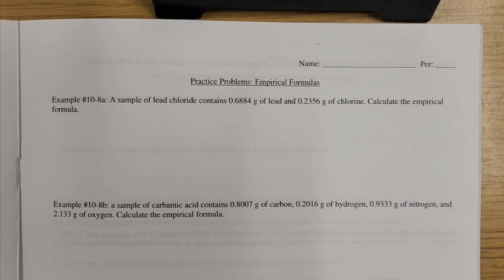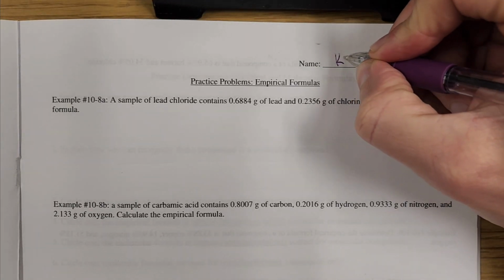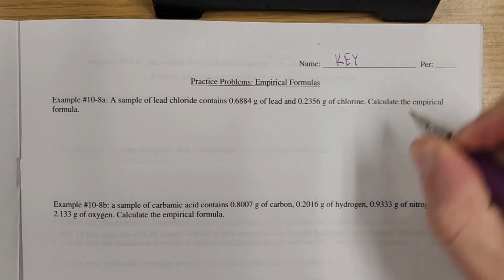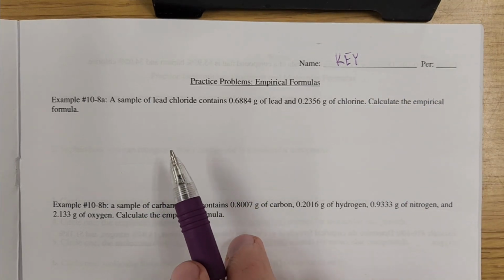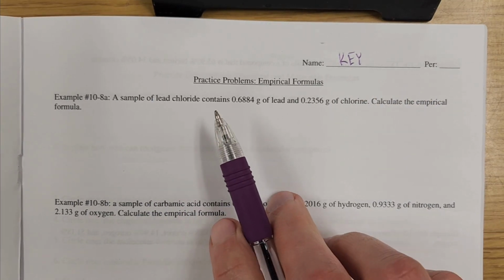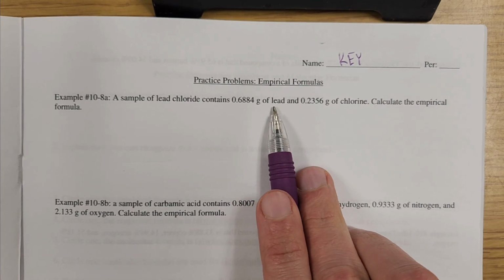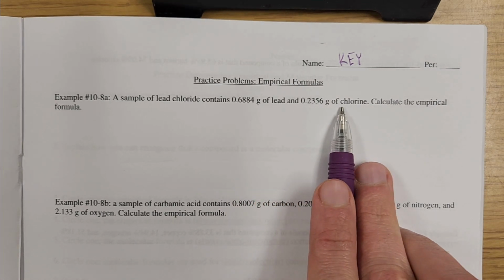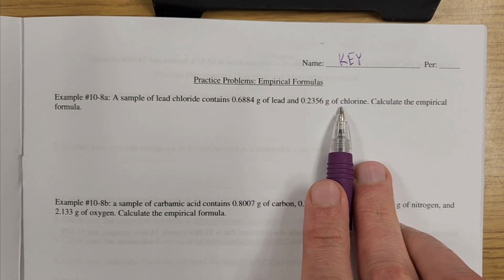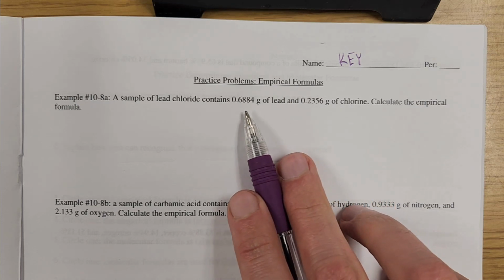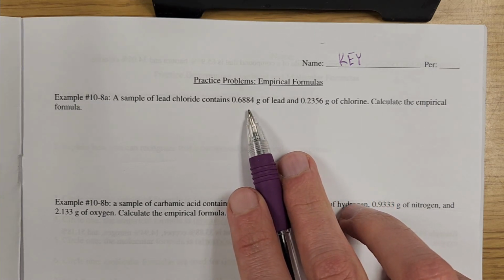Hi, let's talk about the process of finding empirical formulas. Let's begin by reminding that the empirical formula is the lowest ratio of the elements in a compound. In this case, with lead and chlorine present, we need to figure out which formula of lead and chlorine are there.